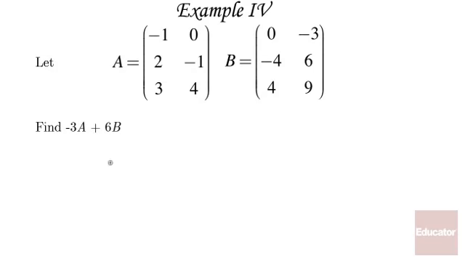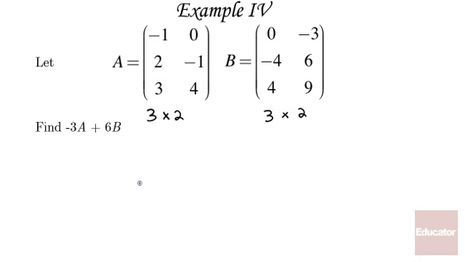Example 4 is slightly more complicated. We're asked to find negative 3A plus 6B. Okay, so what I need to do is multiply matrix A by negative 3, multiply matrix B by 6, and then add those together. Just to make sure I can add them eventually, I verify the dimensions as 3 rows, 2 columns, and 3 rows, 2 columns. So I will be able to add them.